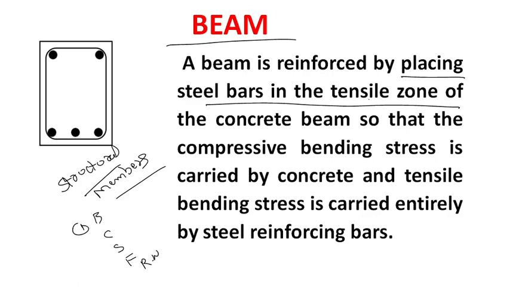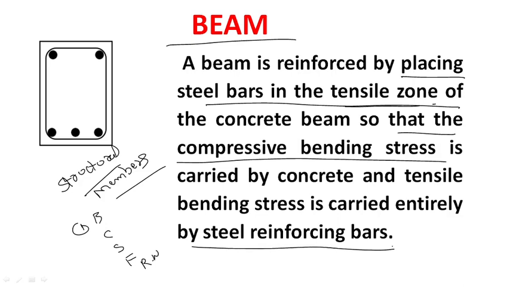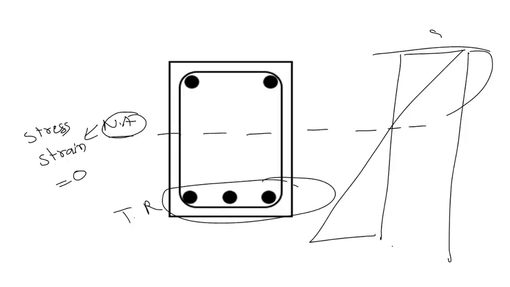But in the definition, what they are telling is placing the steel bars in the tensile zone of the concrete beam so that the compressive bending stress is carried by the concrete and tensile bending stress is carried entirely by the steel reinforcing bars. Just simply I will explain you. One minute, I will erase this one so you can understand easily.